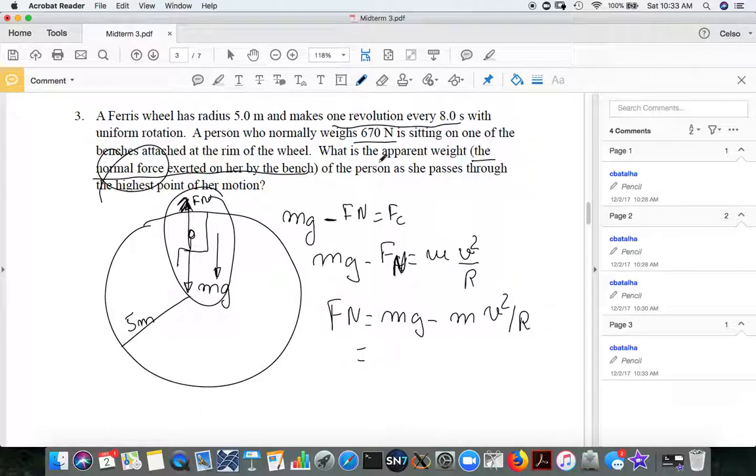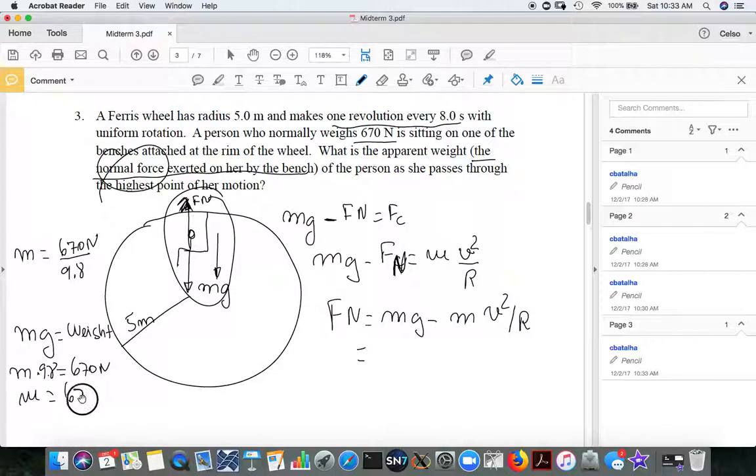So what is the mass? We don't have the mass. This is another complexity here. Mass is not given, but mg is the weight of that person, which is 670 newtons. So if the weight is given, we can solve for the mass. The mass is 670 newtons divided by g, 9.8 meters per square second, and then we find our mass in kilograms.